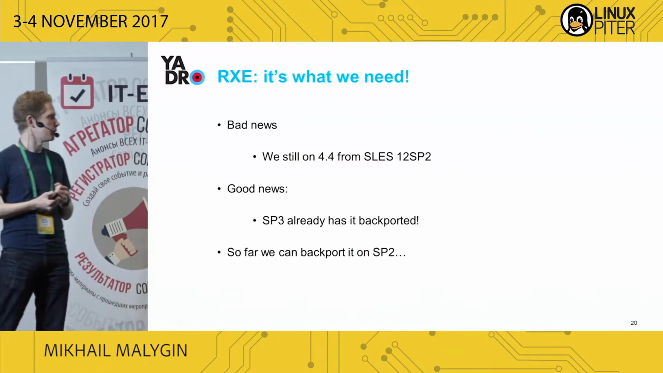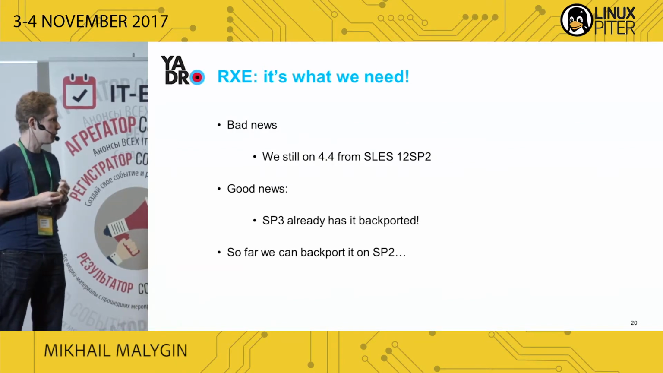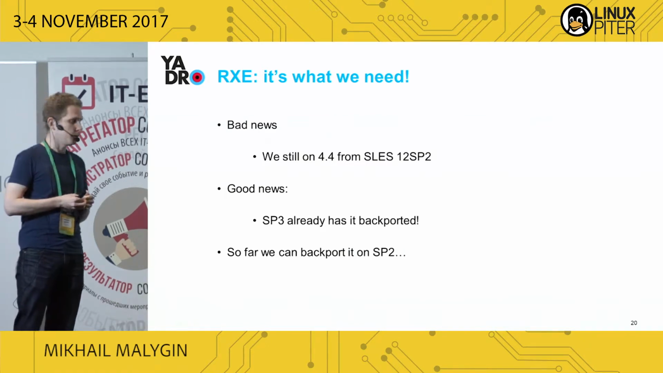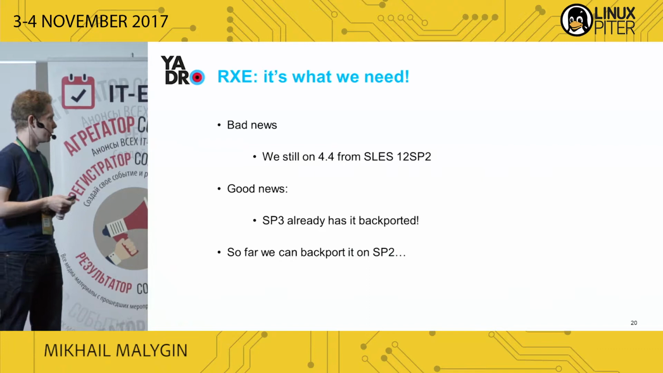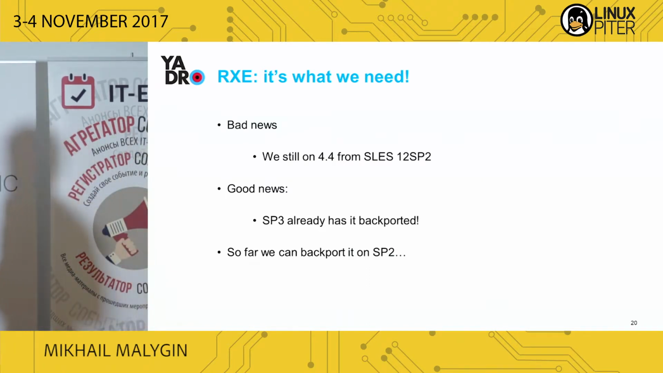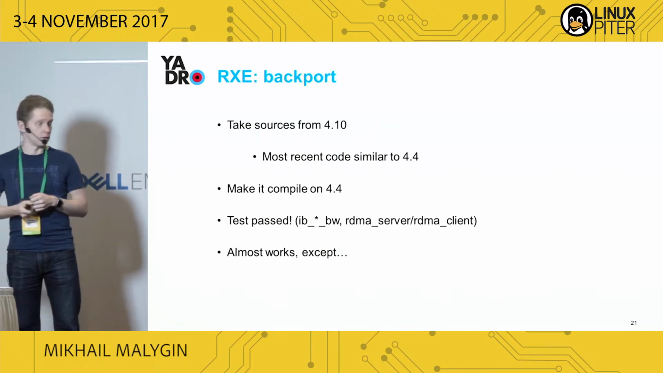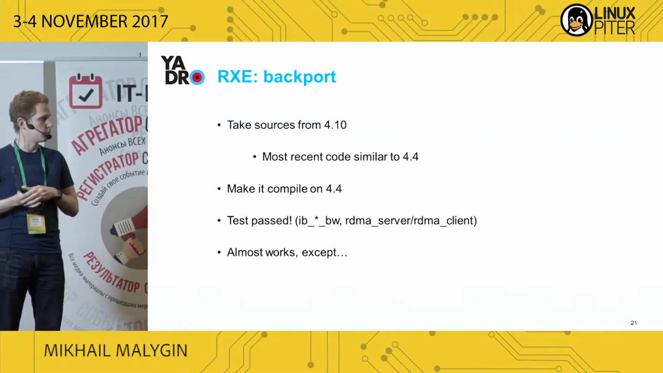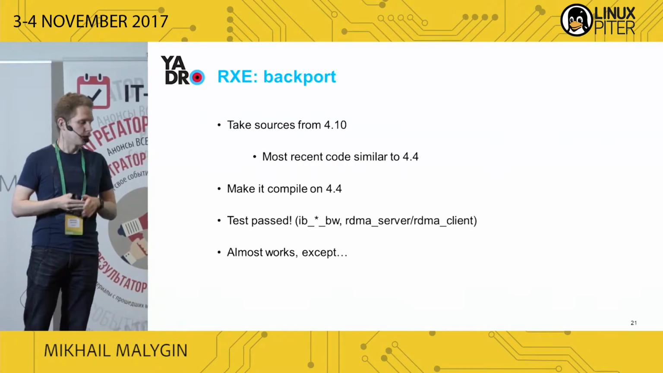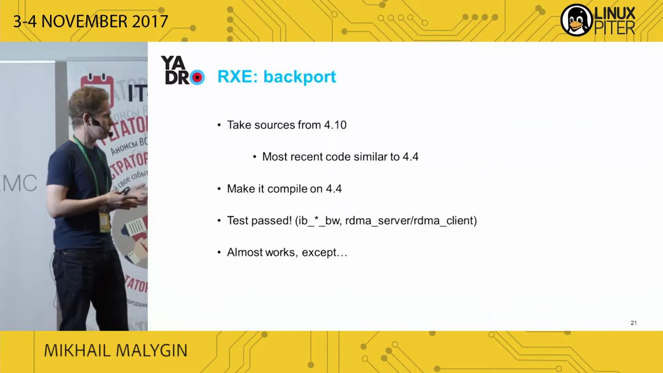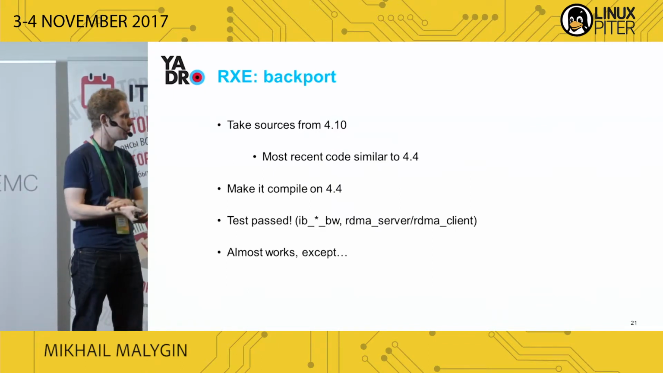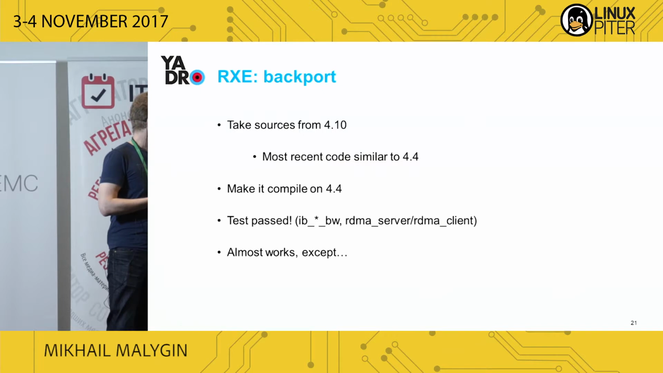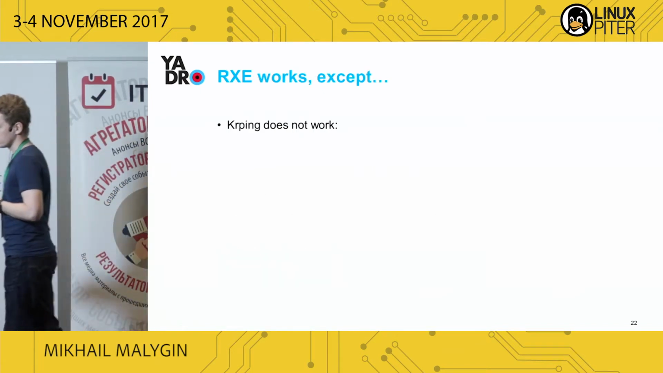But our kernel is still 4.4. It's already available in SP3. It was launched one month ago, but we're not using it yet. So we decided to put it into SP2. We took something similar to 4.4. We took sources from 4.10, put them into 4.4, compiled, and now it's working. So we launched the same test utilities, and it started to work.